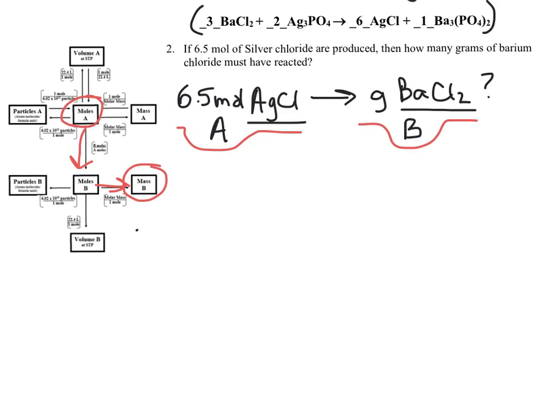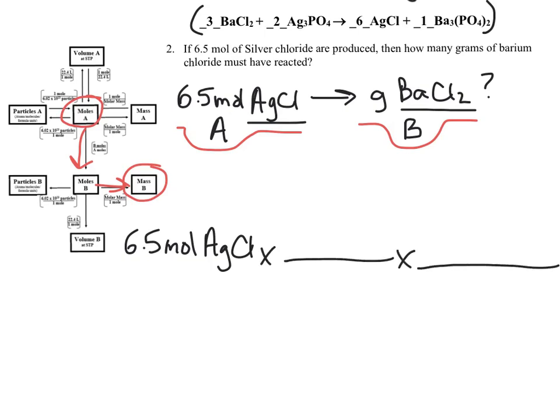So let's do that. I'm going to take my number, 6.5 moles of AgCl, and I'm going to get ready for my 2 steps. Step number 1 is to go from moles of A to moles of B. To do that, we know it's B moles over A moles. Well, object B on top is BaCl2, right? I even defined it as that. Object A on the bottom is silver chloride, AgCl. See, I defined that up top.